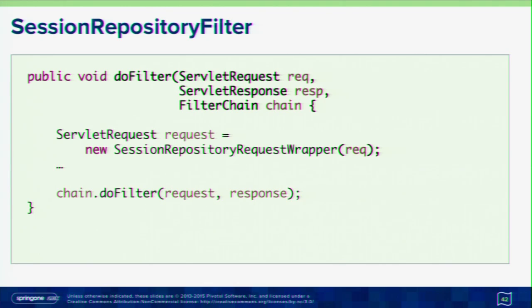But how is that working? So I think it's a little easier to visualize when you see the code. Earlier we mentioned HTTP session is an interface, so we can swap out the implementation. But how do we make it transparent for the rest of the application? Because when I add Spring Session, if I'm using HTTP session, no one has to change a line of code.